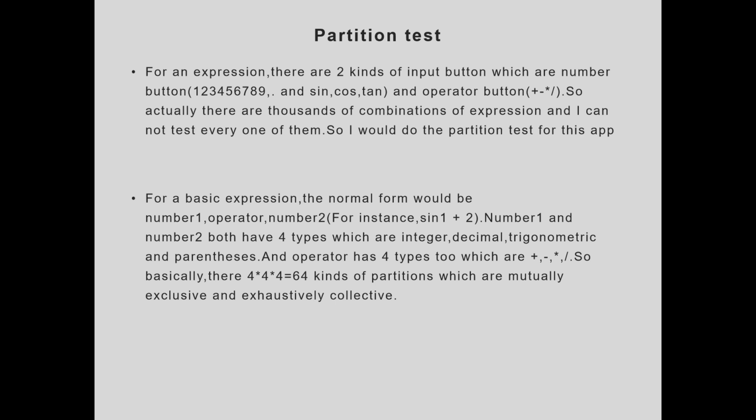Secondly, for basic expression, the normal form would be number 1, operator, number 2. For instance, sine 1 plus 2 or 3 multiply 4. Number 1 and number 2 both have 4 types, which are integer, decimal, trigonometric, and parentheses. And the operator has 4 types too, which are plus, minus, multiply, and divide. So basically there are 64 kinds of partitions which are mutually exclusive and exhaustively collected.